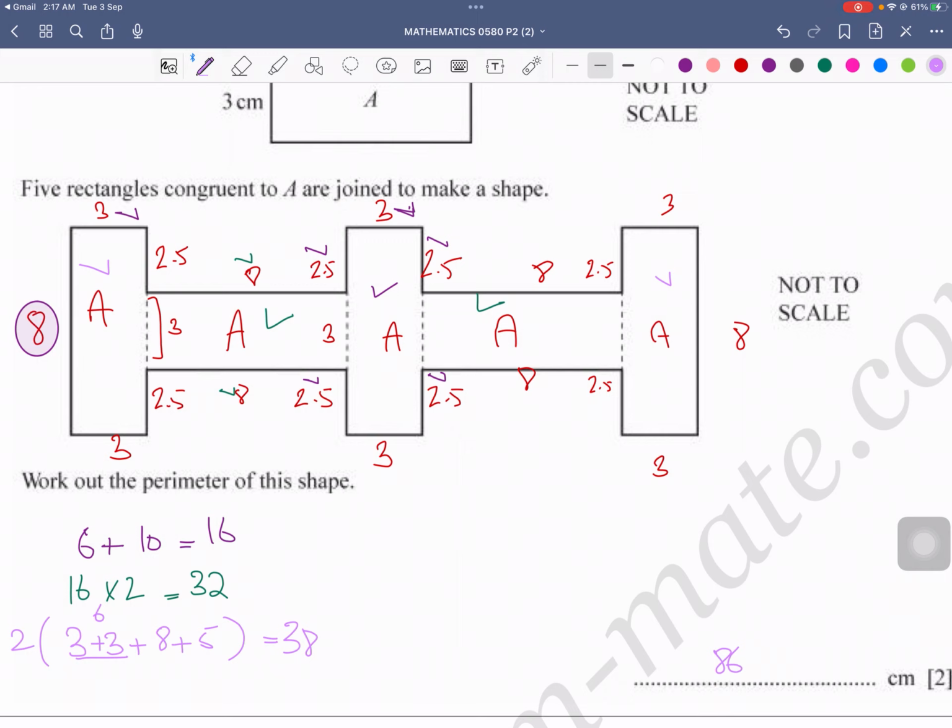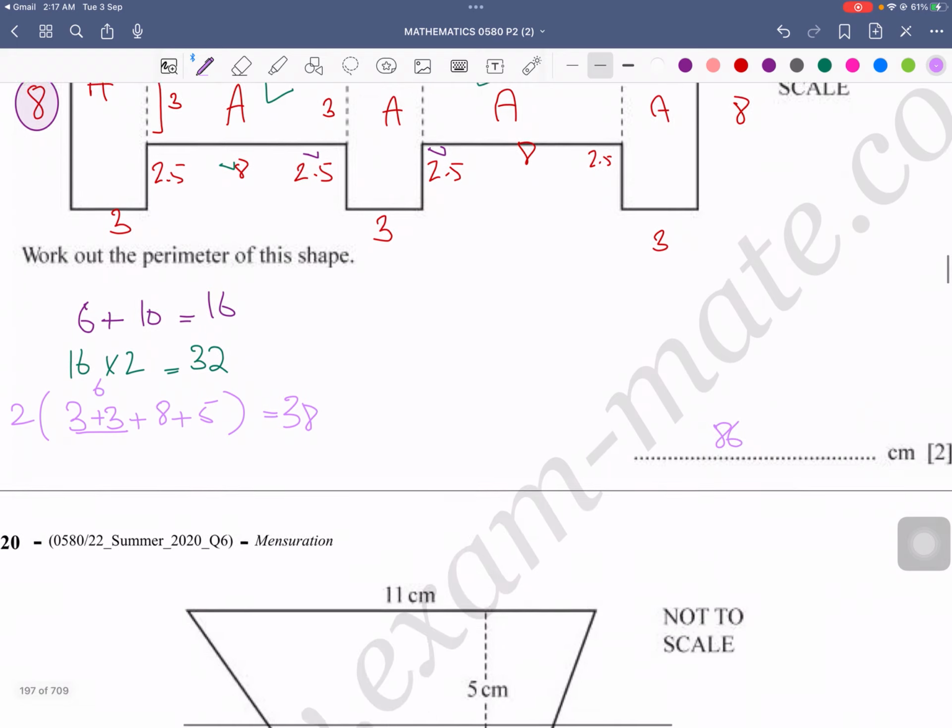Why is it centimeter linear? Because we haven't squared anything at all, right? We haven't squared anything at all, we're just adding lengths.